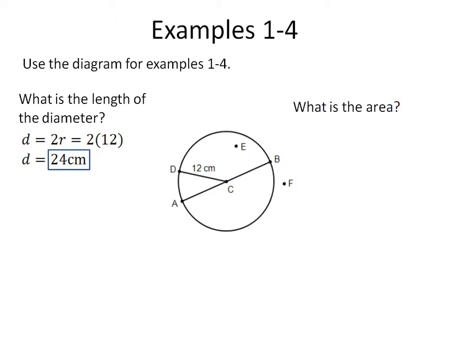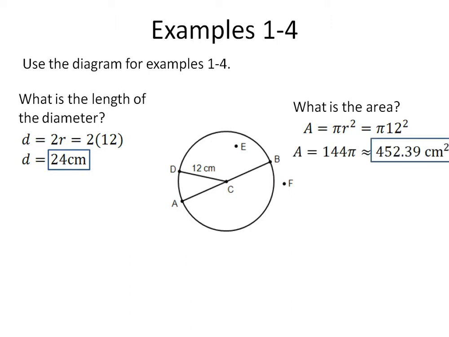Then they want to know what's the area of the circle. We need the radius to find the area. They gave us the radius is 12. So we plug it into our formula for the area, which says pi times the radius squared. So we plug in the 12, so it becomes pi times 12 squared. So the area is 144 pi if you want the exact area. The approximate area that's decimalized is 452.39 square centimeters.